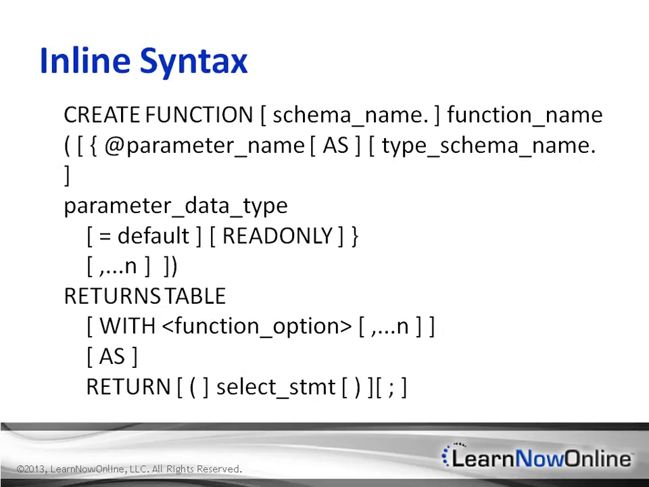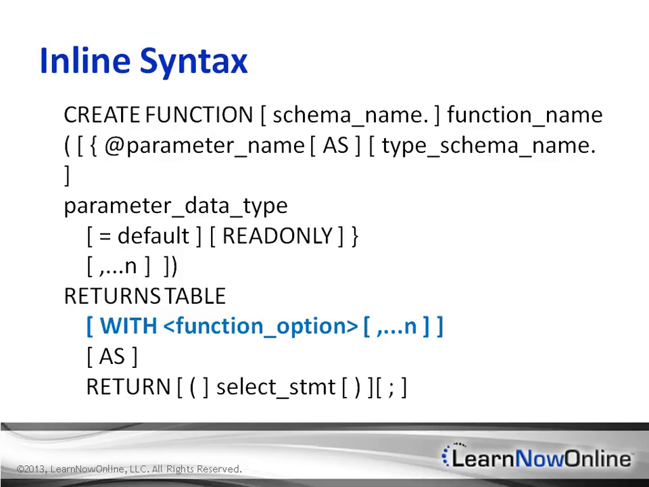Here's the generalized syntax for creating an inline function. So it's a create function, returns a table, and you have a body of it. The important thing about an inline function is that you can only have a single select statement. The way to do this is to have the return statement, and then within that, optionally within parentheses, include the select statement. And then you have the with option here, where you can specify the different function definition options.